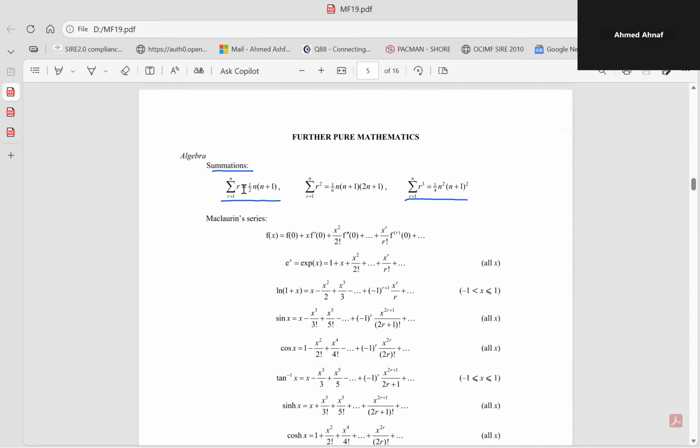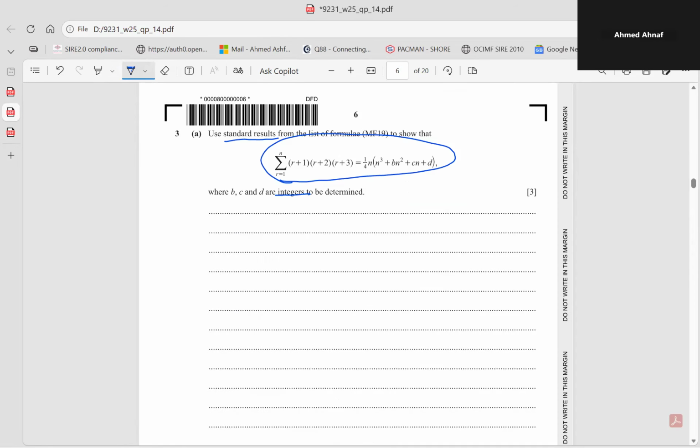So you can see there are expressions for summation. There's an expression for the summation of r from r equals 1 all the way to r equals n. Same for r squared and r cubed. So using all this, we have to find the expression for the general summation in terms of n, using all these results that are given to us. So let's get started. Sum from r equals 1 to n, and then just copy it down.